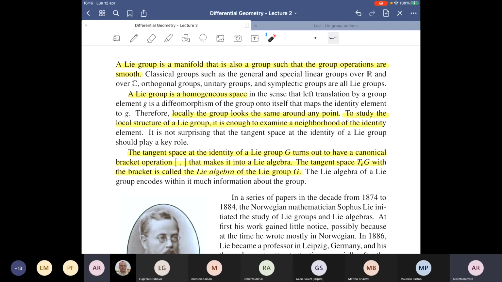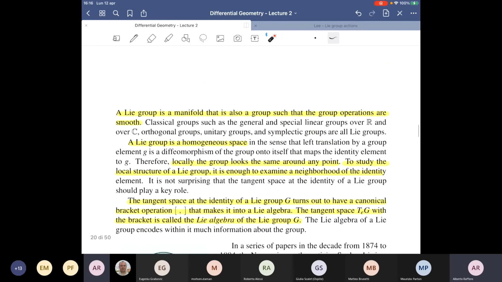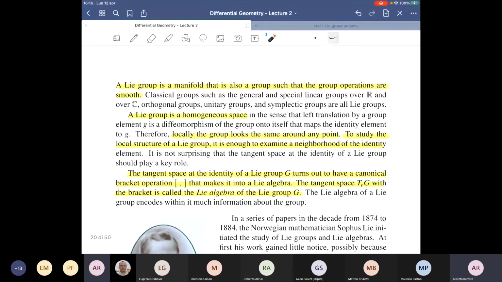And moreover, real groups are related to the notion of the algebras we introduced before, and this is because every group turns out to have a canonical bracket operation that makes it into a Lie algebra. And in particular, what one can show, and what we will see, is that the tangent space to the Lie group at the identity with this bracket is what is called the Lie algebra of a Lie group.